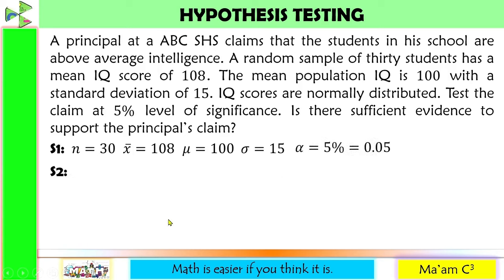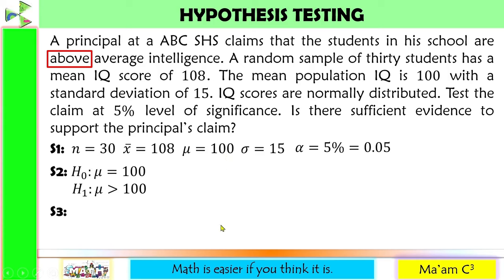Step 2, let us state the hypothesis. Let us look for our keyword here. We have here above. So this means it goes to the alternative hypothesis. H sub 1, mu is greater than 100. We use greater than for the keyword above. For the null hypothesis, we have here mu is equal to 100.